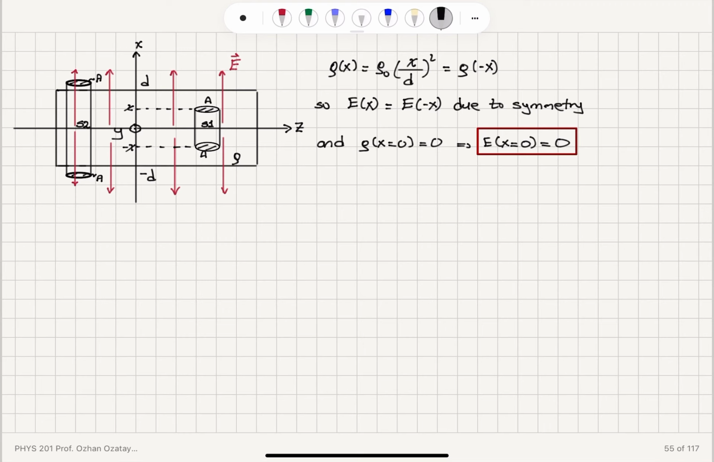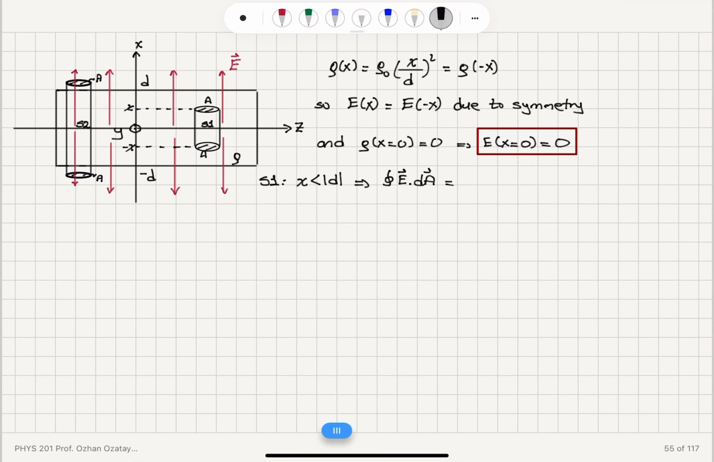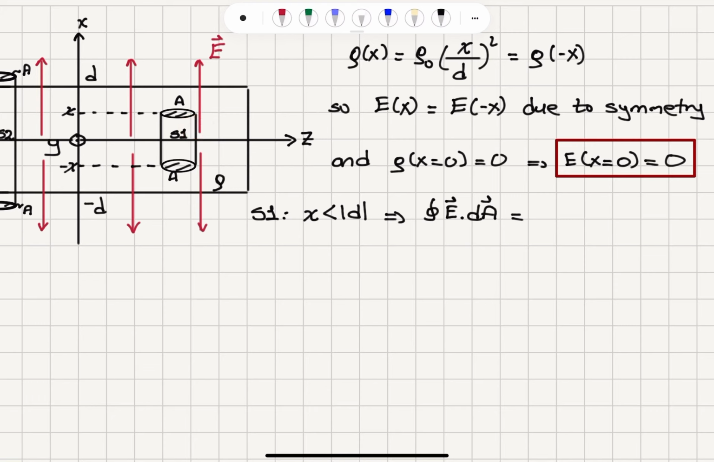Now let's start working on this Gaussian surface S1. For the S1 Gaussian surface, x values are less than the absolute value of d, which means it's less than plus d and greater than minus d. Okay, so if I write Gauss's law, the closed surface integral of electric field dot dA, the net flux through this Gaussian surface is equal to, now since you have this infinite y and z dimensions and positive charge distribution here, electric field lines should be along the x-axis. So this tells me that the electric field lines and the area vector at the cap of this cylinder must be in the same direction, and it must be perpendicular to the area vector on the side. So the only contribution to this closed surface integral comes from the top and bottom surfaces.